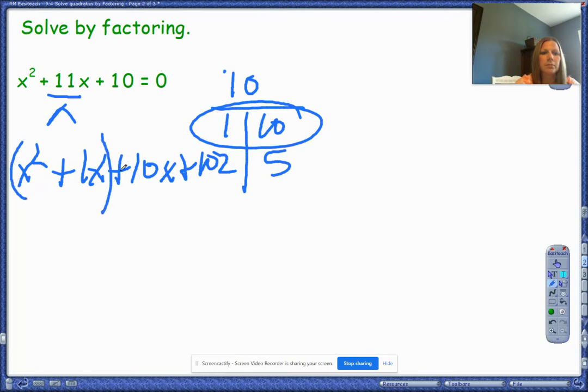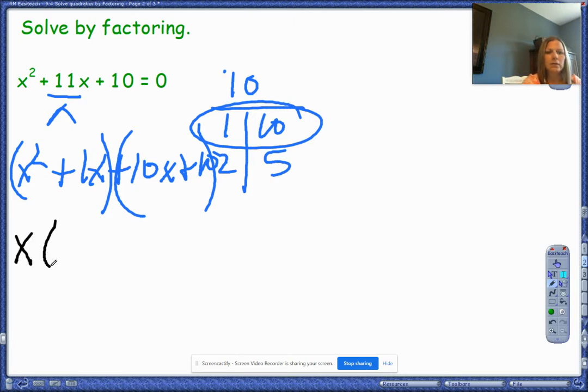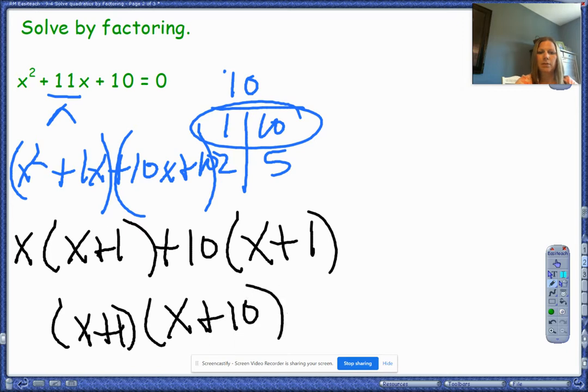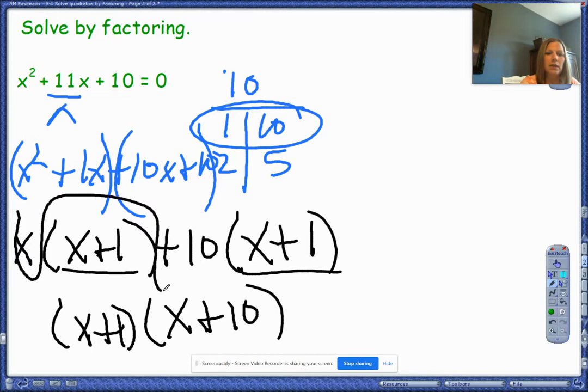And then I group. I take out my GCF, x. I'm left with x plus 1. I take out my GCF here, positive 10. I'm left with x plus 1. I take out my GCF. My GCF is x plus 1, and I'm left with x plus 10. If you remember, you see that x plus 1 is repeated in both of them. And then for us who don't visually see the x plus 10, it's right there, and it's equal to 0.